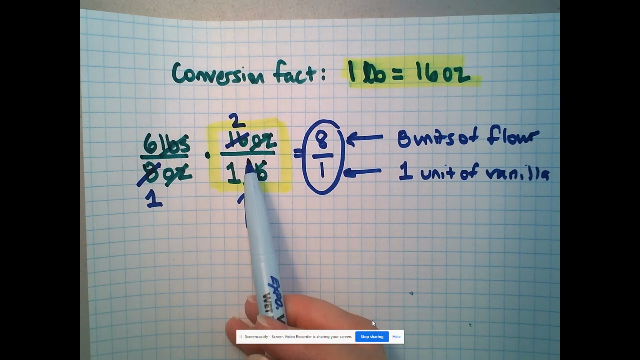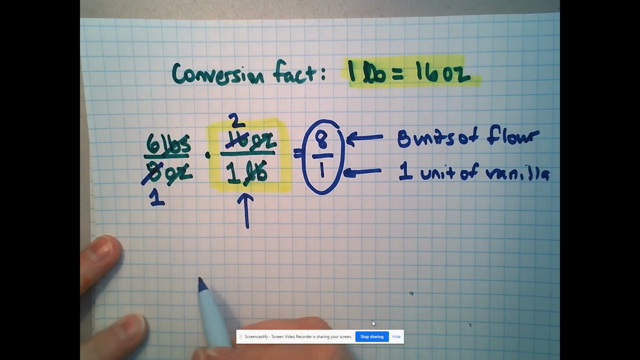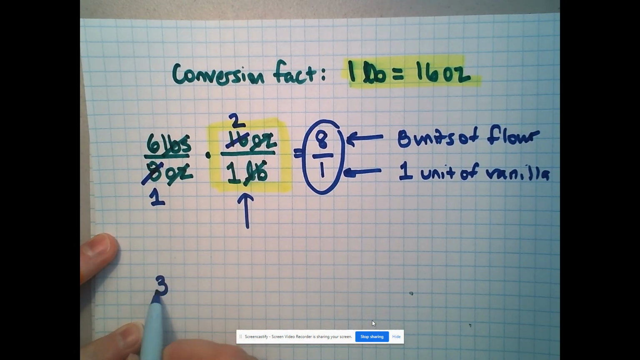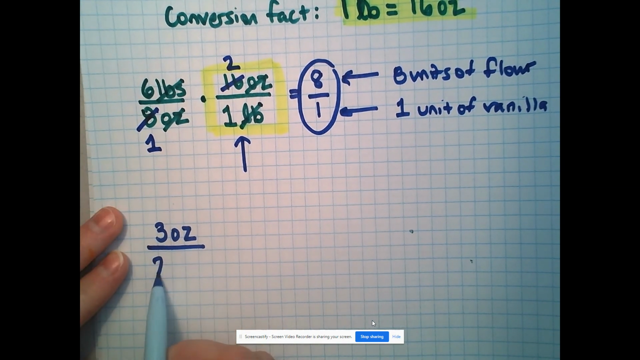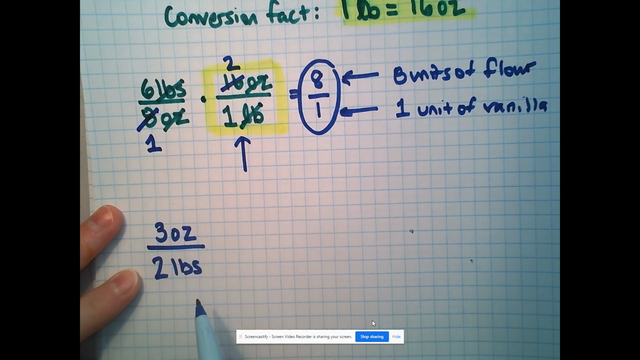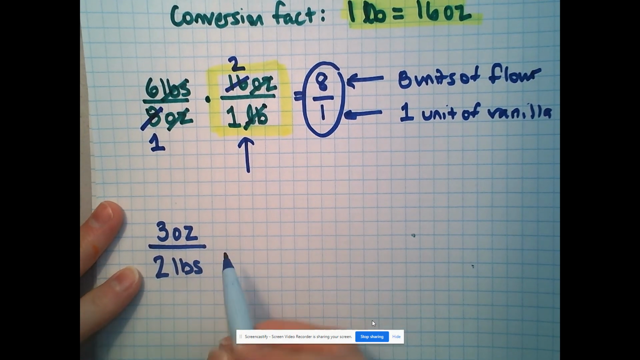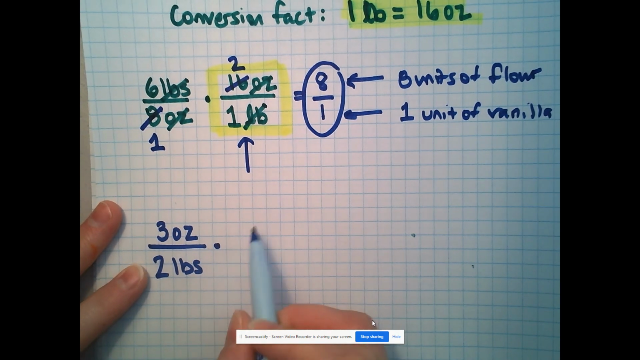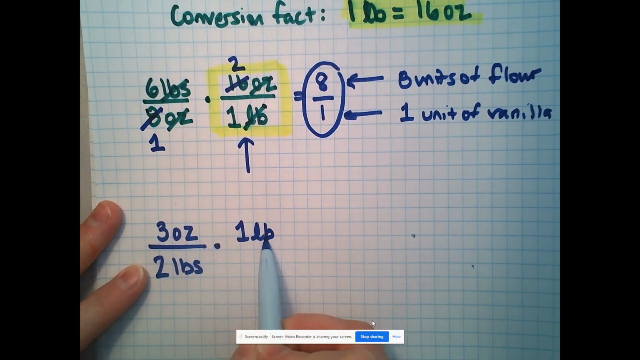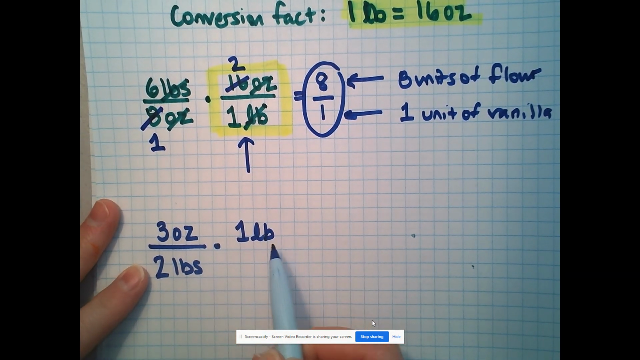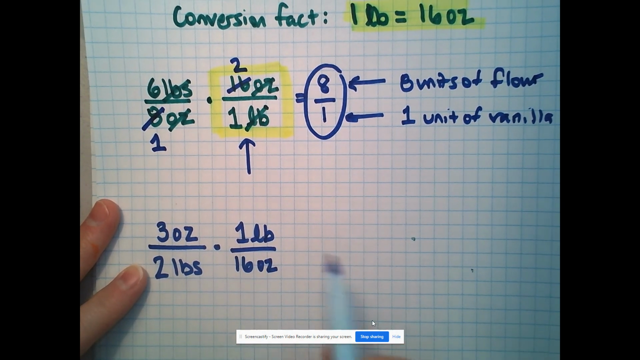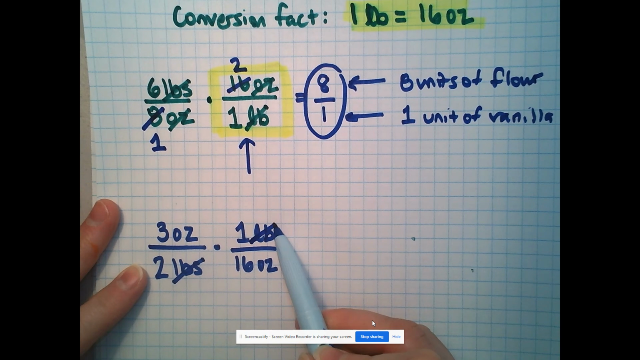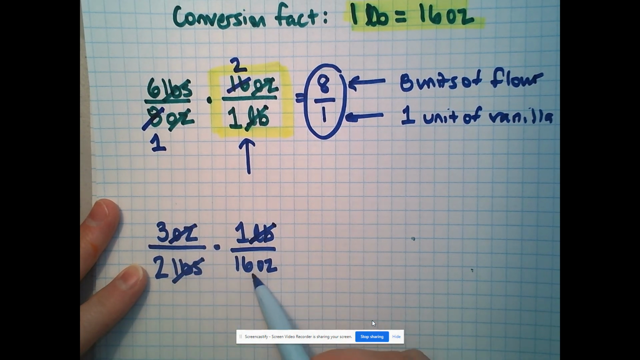Now, let's just say this was for every 3 ounces of garlic powder, I'm going to need 2 pounds of chicken. I'm going to make a garlic chicken. Well, this time when I multiply, I'm going to put the 1 pound from the conversion fact in the top, and I'm going to put the 16 ounces from the conversion fact in the bottom. So the pounds on bottom cancel the pounds on top. The ounces on top cancel the ounces on bottom.